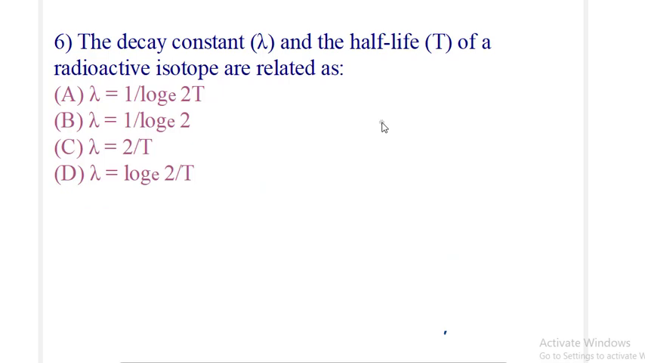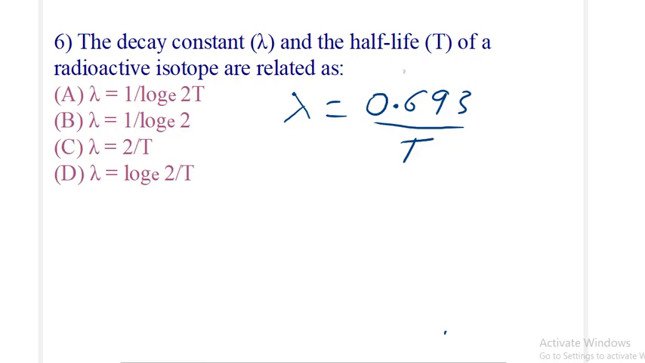The decay constant lambda and the half-life of a radioactive isotope are related as. So we have the relation between lambda and half-life. So lambda is 0.693 upon T, where T is the half-life. We sometimes write T1/2 because it is given capital T.